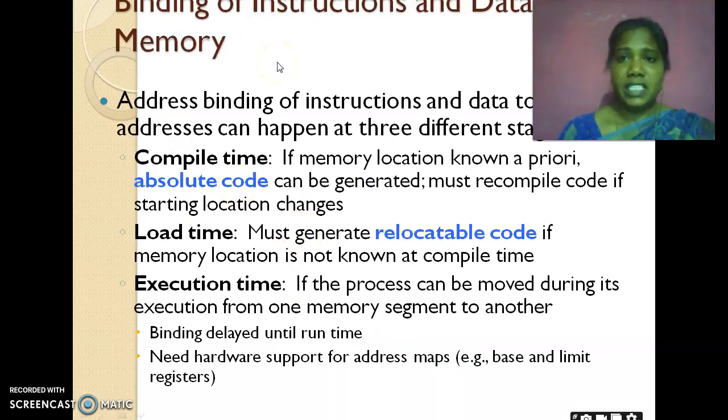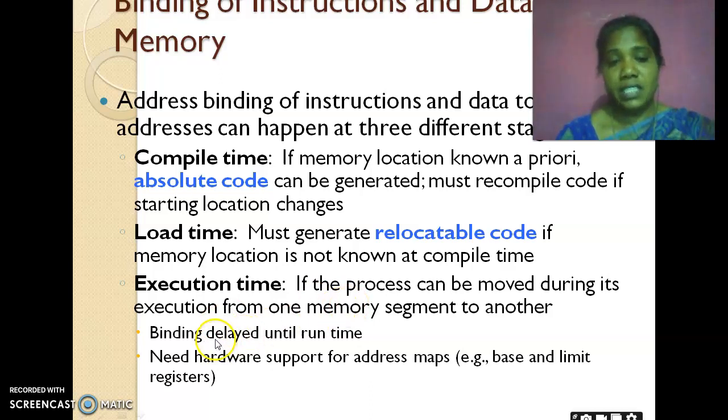Then binding of instructions and data to memory. That means the address binding of instructions and data to memory addresses can happen at three different stages. First one is the compile time, next one is the load time, third one is the execution time. In the compile time, if the memory location is known a priori, absolute code can be generated. Must recompile code if the starting location changes. Next it is the load time: must generate relocatable code if the memory location is not known at compile time. Finally, in the execution time, the process can be moved during its execution from one memory segment to another.